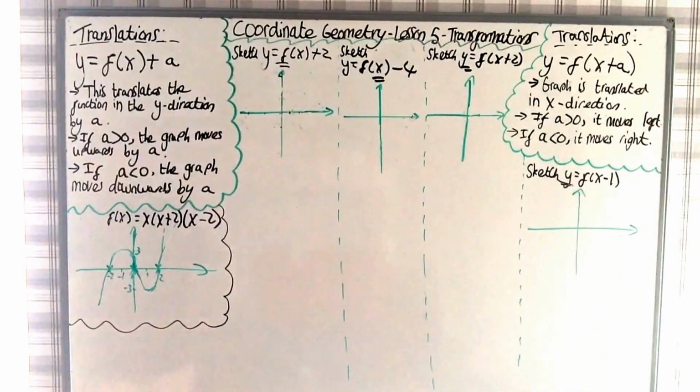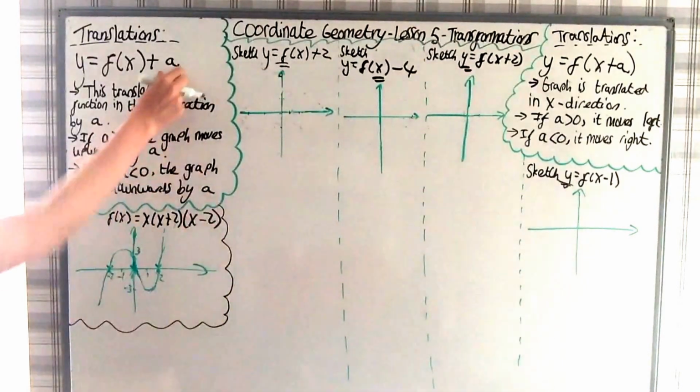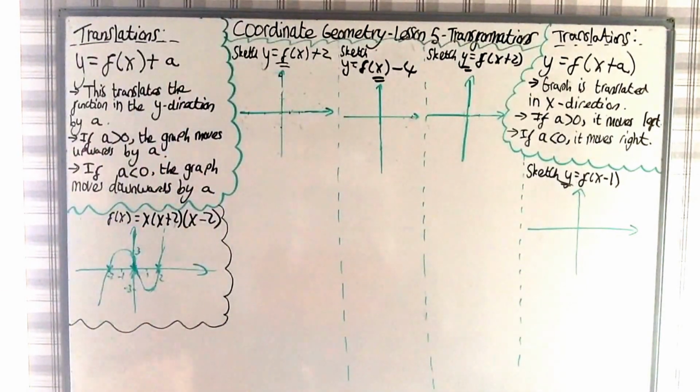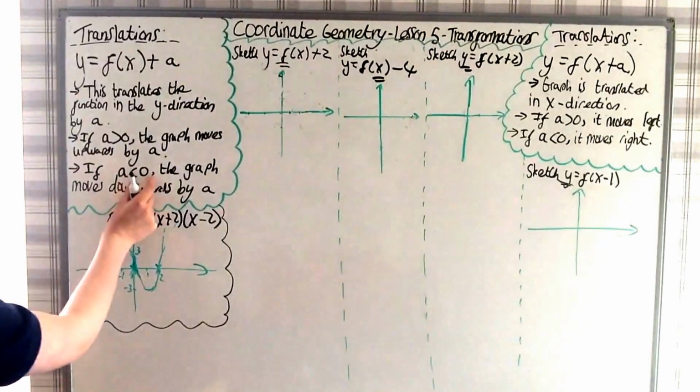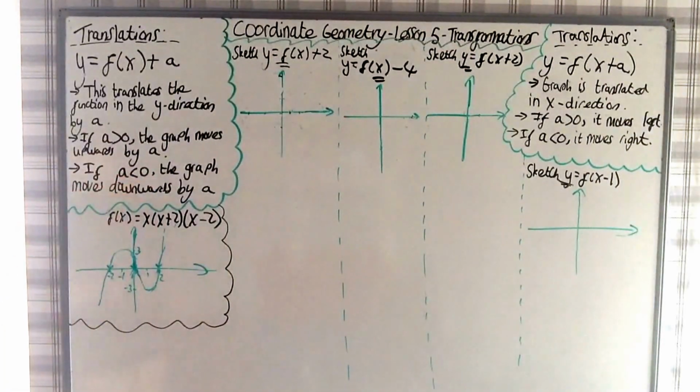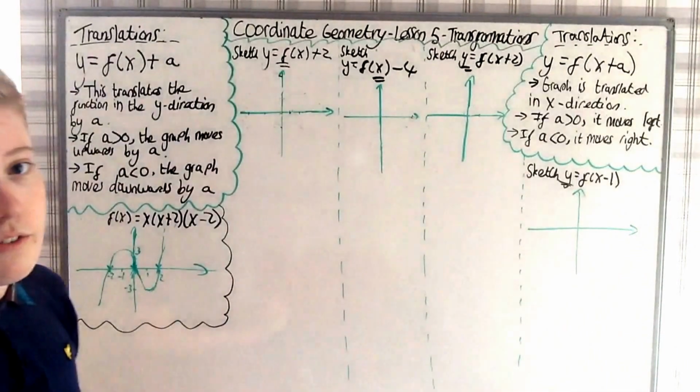Now the first example is y equals f of x, plus a, where a is added on to the function separately. When this happens, the graph is translated in the y direction. In other words, it will move up or it will move down. If a is greater than 0, then it's going to be positive, so the graph will move up by that value. If a is negative, therefore less than 0, the graph will move down by that value of a. Okay?